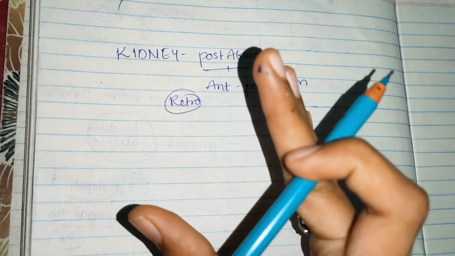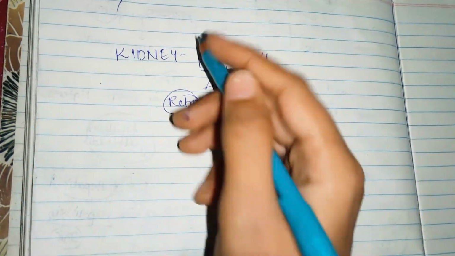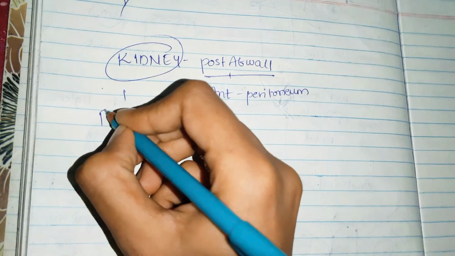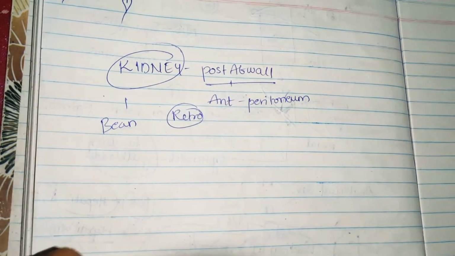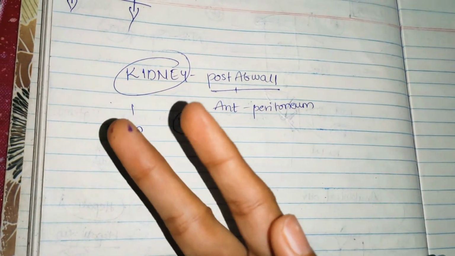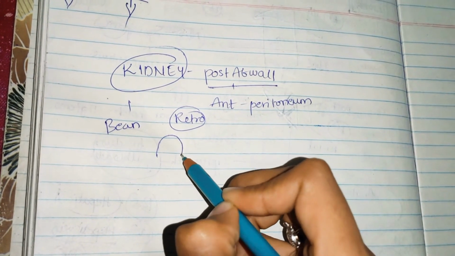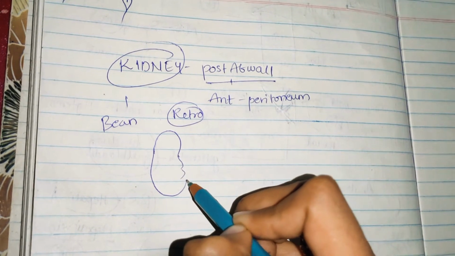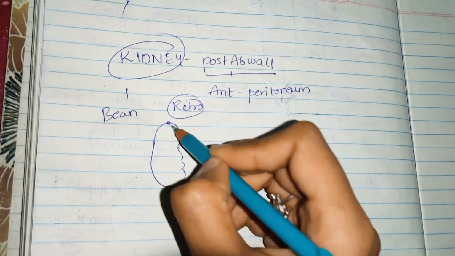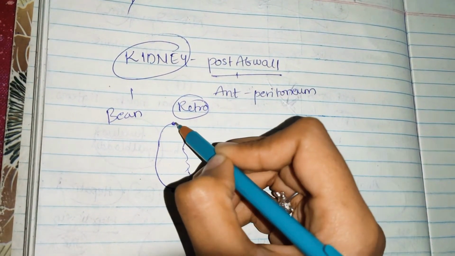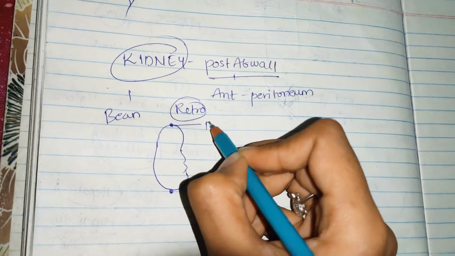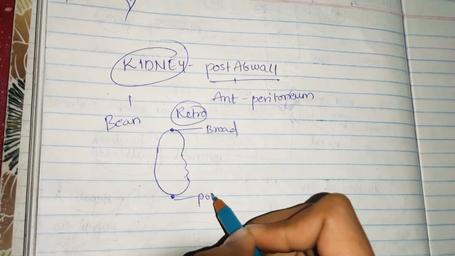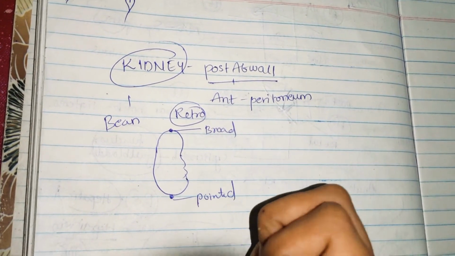Mainly the kidney is useful to remove waste. It is a reddish brown, bean shaped structure. Next, coming to the poles, the kidney has two poles, so let me draw a kidney. This is the upper pole, this is the lower pole. The upper pole is broad, and the lower pole is pointed.